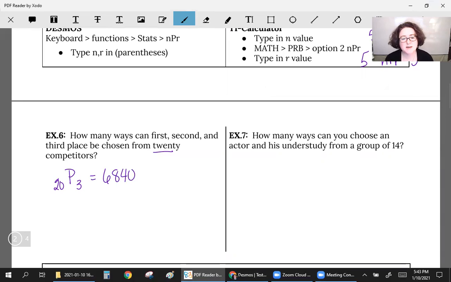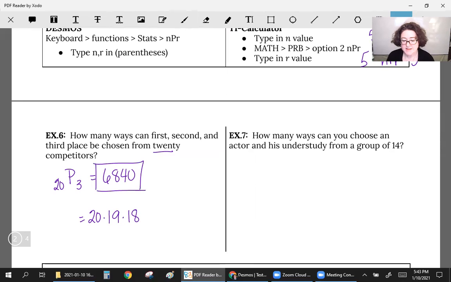Now we could have done this kind of brute force. We could have just done, well, our first choice, first place, we have 20 people to choose from. Second place, we would now have 19 to choose from, and 18 left for third place. And that comes out to the same value. It still comes out to the 6,840.